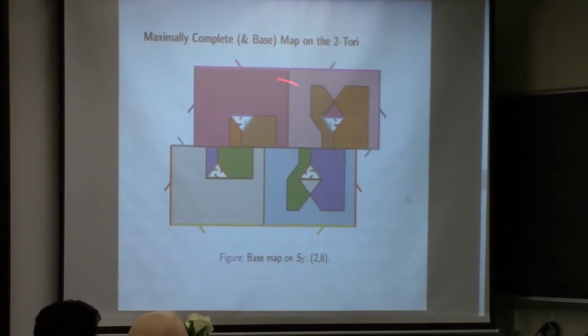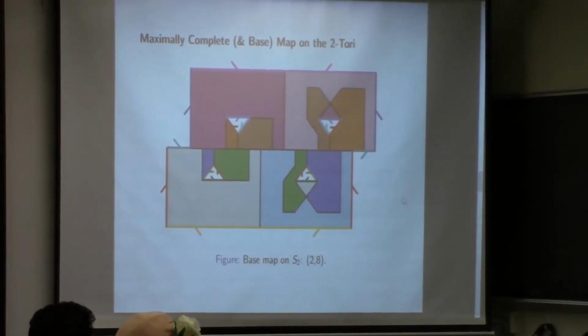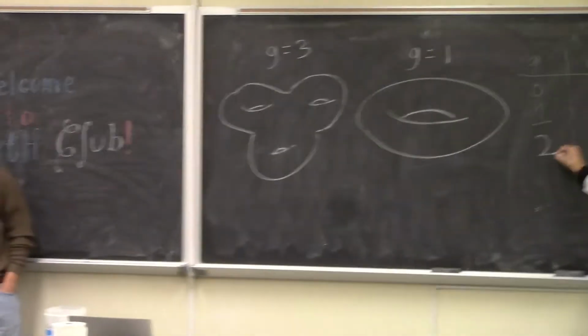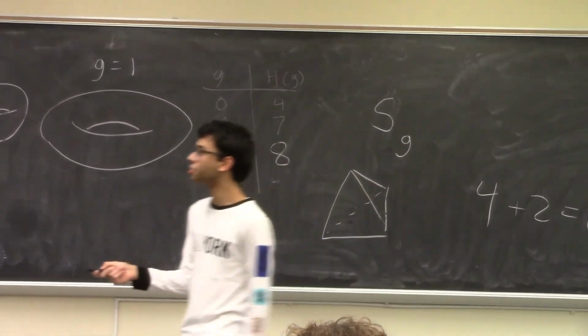Right? And then this has 8 colors. And also, for the Hewitt number here, if you plug in 2 into that formula, you'll get 8. So this is a maximally complete map on the genus 2 surface.